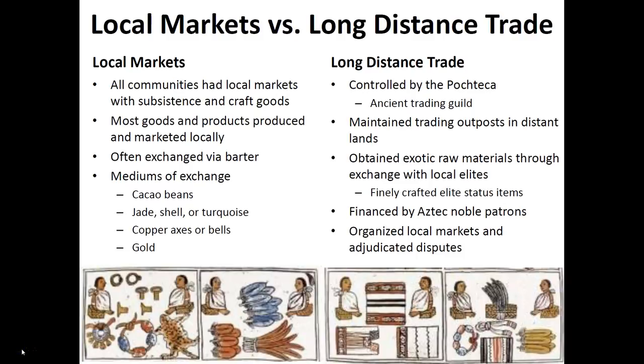In addition to using the Pochteca to obtain exotic raw materials that were used by the Aztec elite to express their power and wealth, the Pochteca were also used by the Aztec Empire as a means of collecting information about their neighbors in order to better understand them and prepare for wars of conquest.